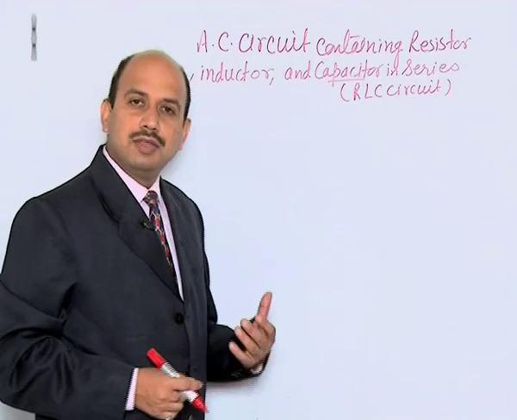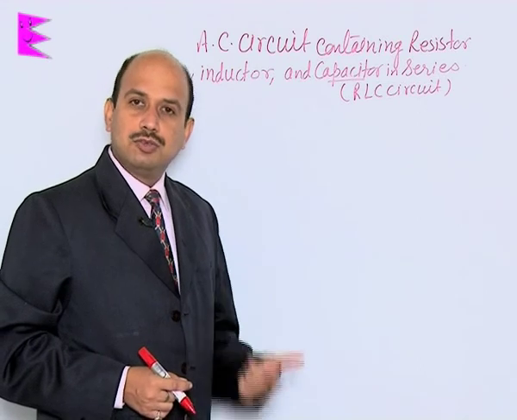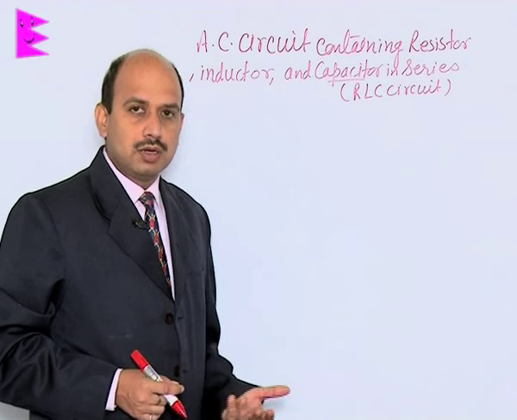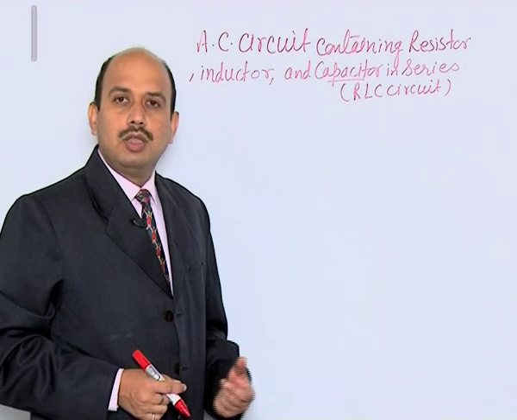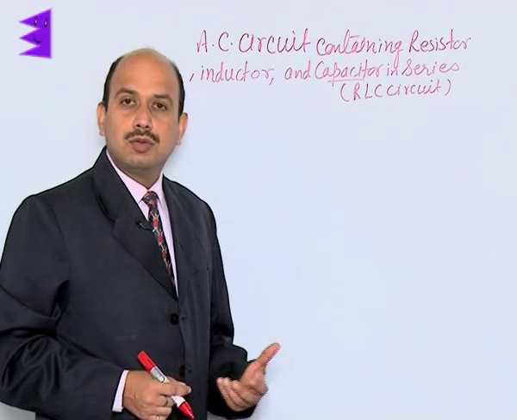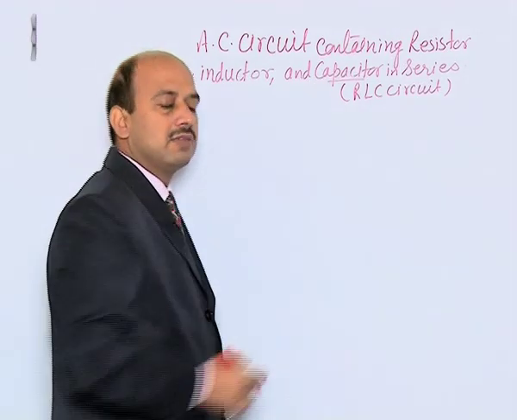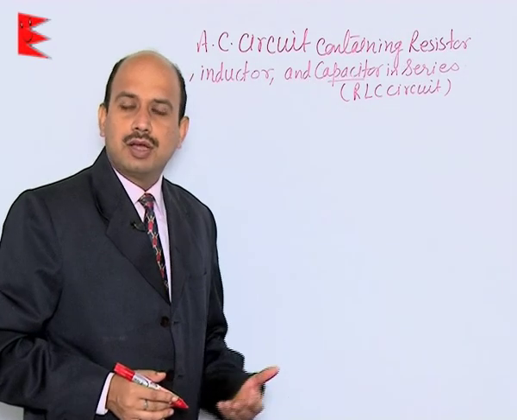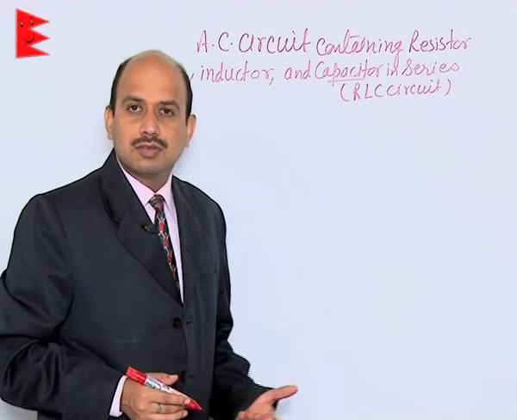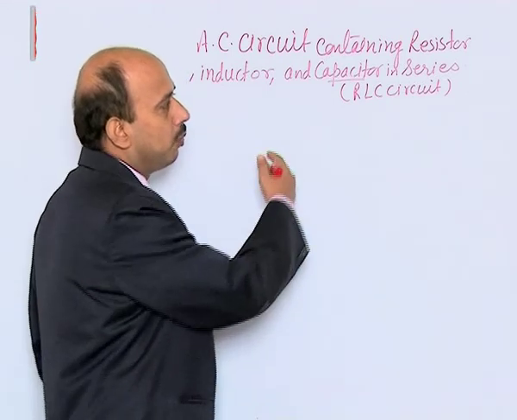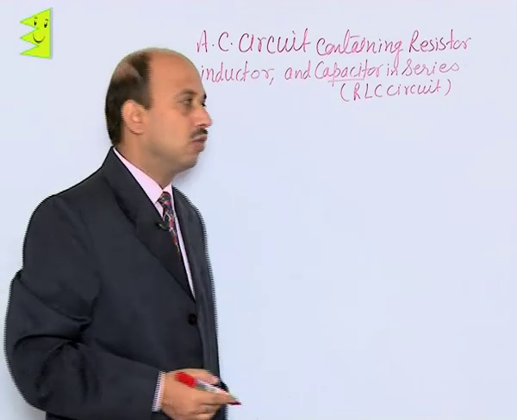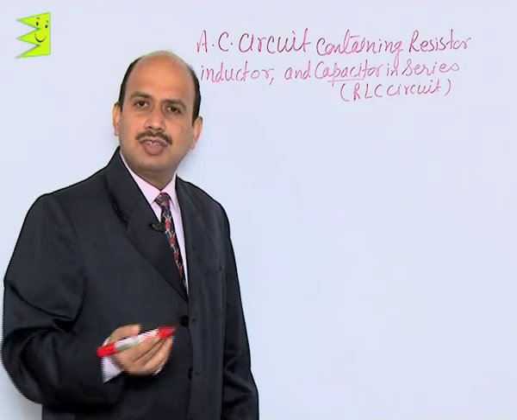So, we have done AC circuits containing resistance only, inductor only, that is the pure inductor, and pure capacitor only. Now we are going to do the AC circuit which has resistor, inductor and capacitor, or you can say resistance, inductance and capacitance, in series. All these three electrical components are connected in series, that is also called an RLC circuit or LCR series circuit.